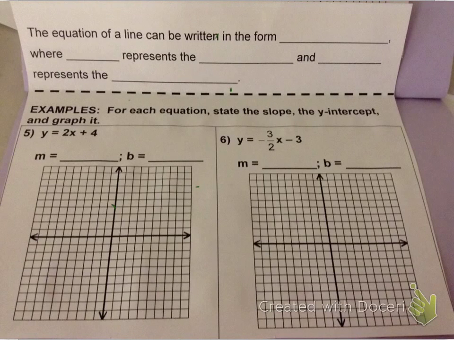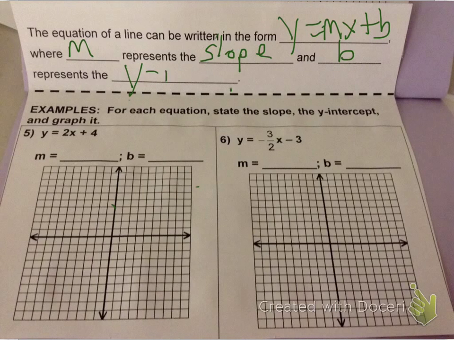The equation of a line could be represented in the form y equals mx plus b, where m represents the slope and b represents the y-intercept. For each equation, state the slope and the y-intercept and graph it.